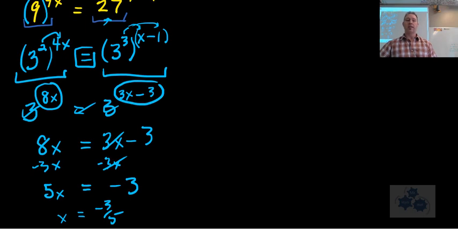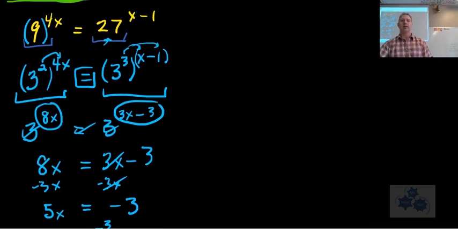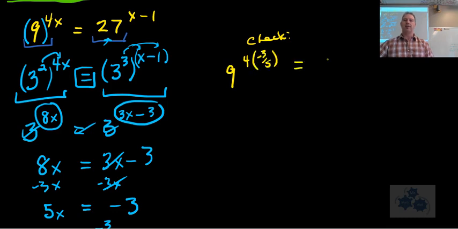Now, do we have this right? Because it's like, well, I got a fraction, so it's probably a wrong answer. I know how you guys think. So let's check. So the check over here, we're going to do a little bit of a check. We're going to put that, what was it, negative 3/5, in the original equation, negative 3 over 5, in for x.